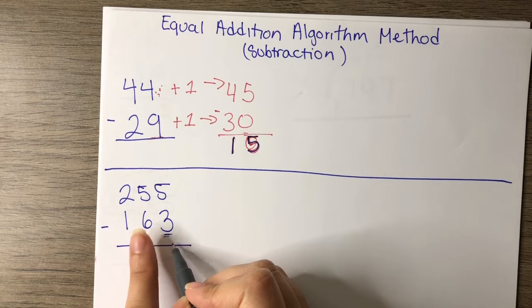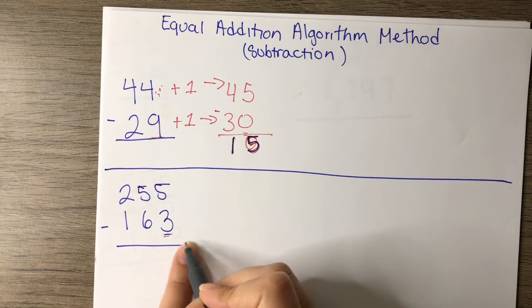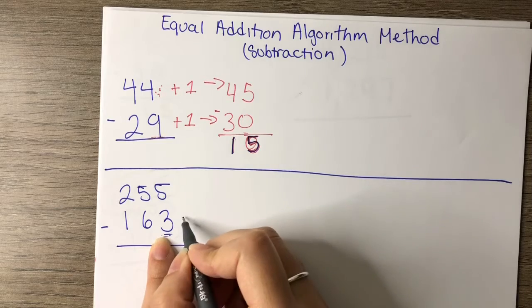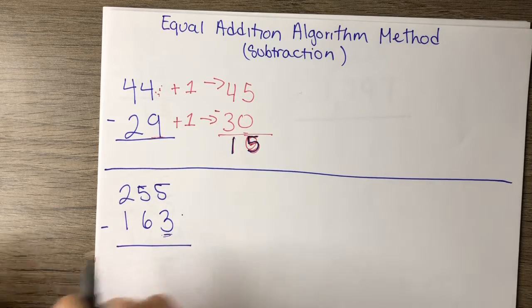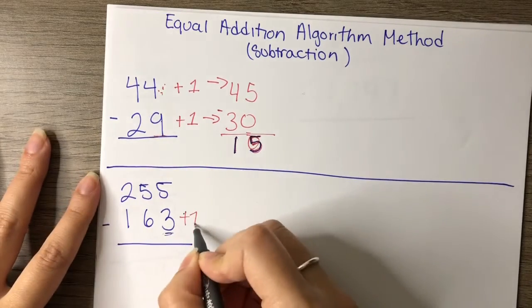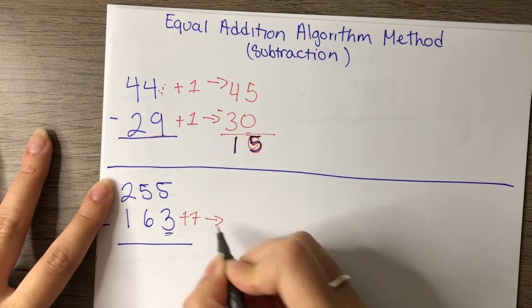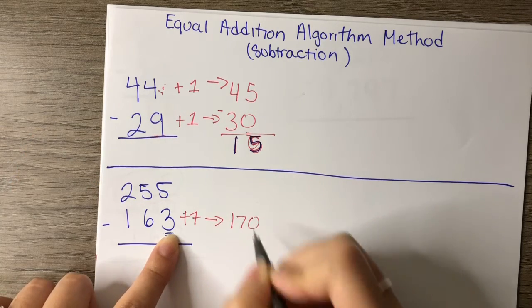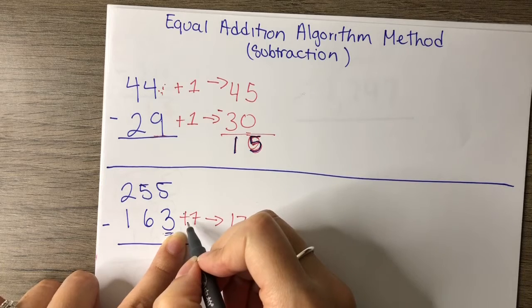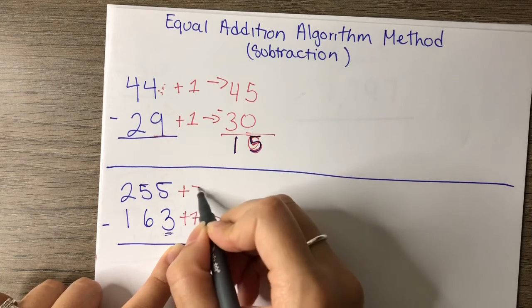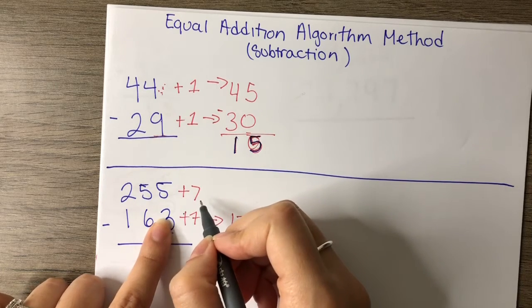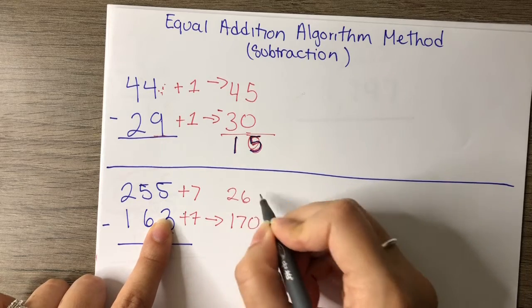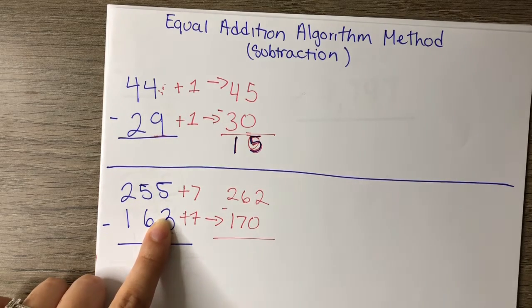So what can we add to where we have a 0 here? We can add 7. So we're going to do plus 7. That would give us 170. And then remember, what you do to the bottom, you do to the top, plus 7. That would give us 262. So now can we go ahead and subtract that?